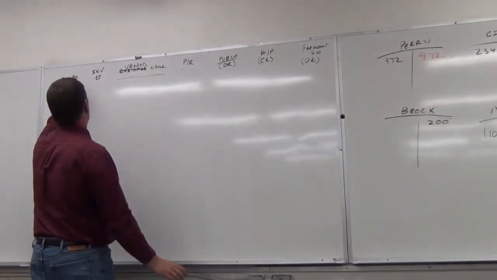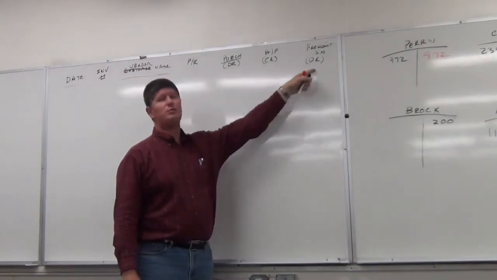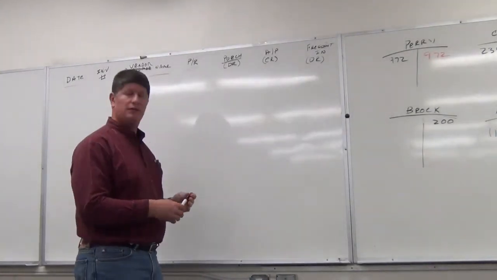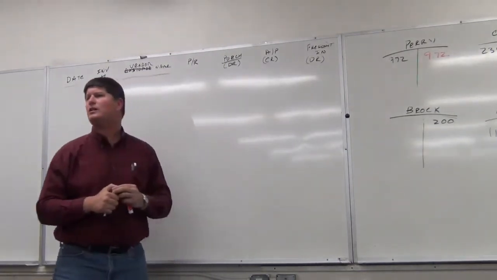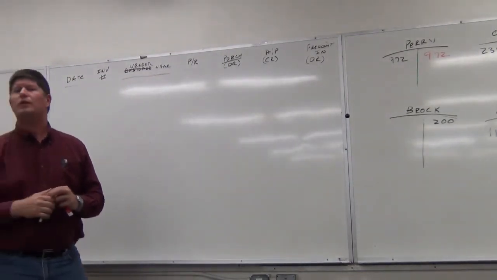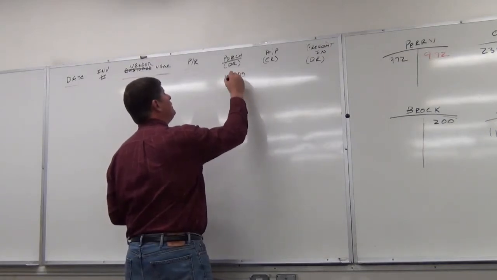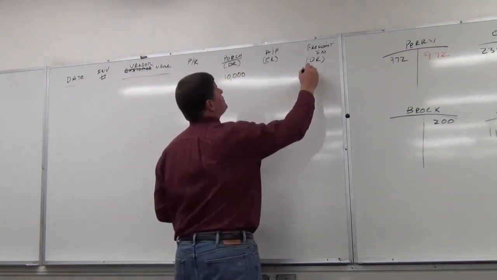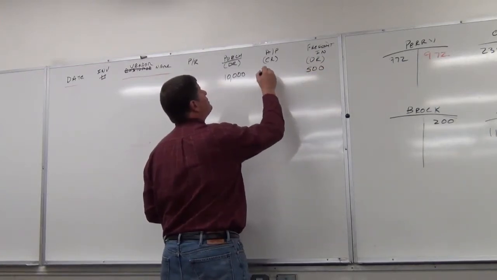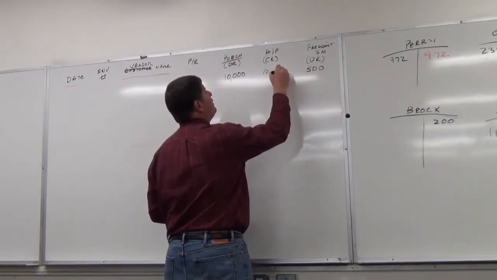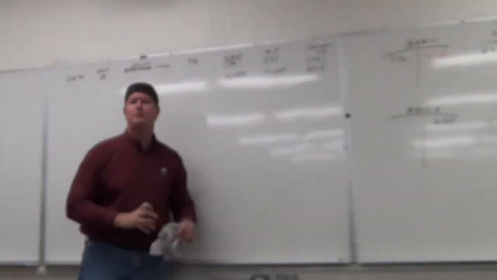This is our purchases journal, right? Date, invoice, vendor, post reference, purchases, accounts payable, freight in. Let's assume that we did totals, and this one is, which one is understated? Accounts payable, okay. So I've got 10,000 here. Freight in was 500, and we record my credit as 10,300.